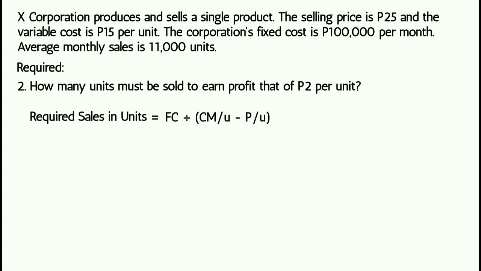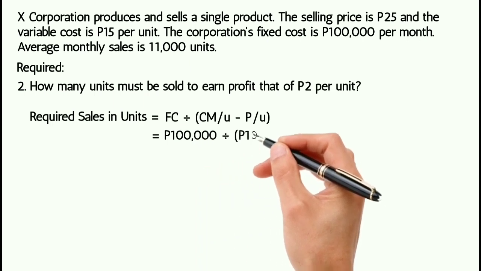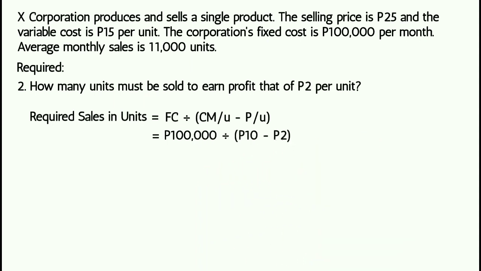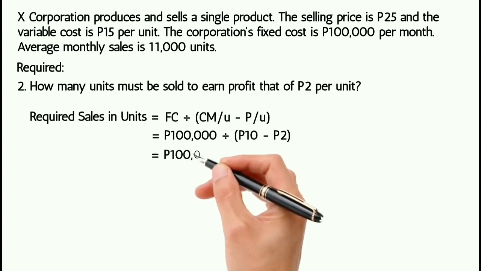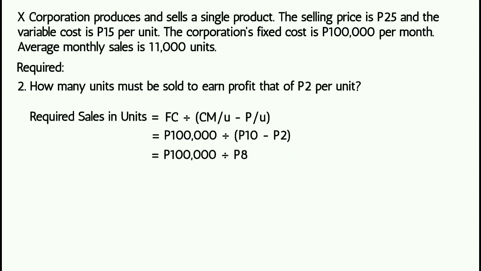Ang fixed cost ay 100,000 pesos. Ang contribution margin per unit na na-compute natin kanina ay 10 pesos. At ang profit per unit ay 2 pesos. 100,000 pesos divided by 10 pesos minus 2 pesos. That will become 100,000 pesos divided by 8 pesos.